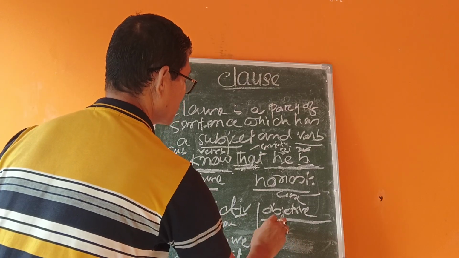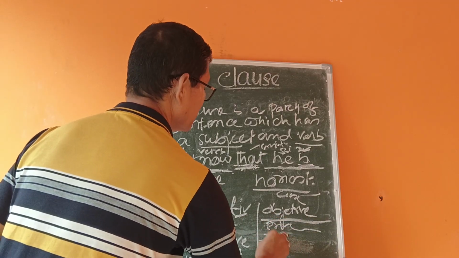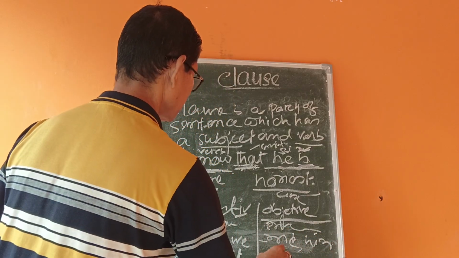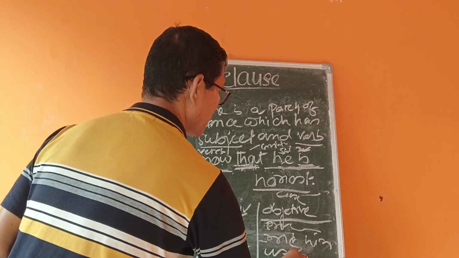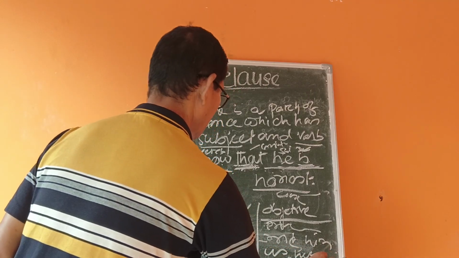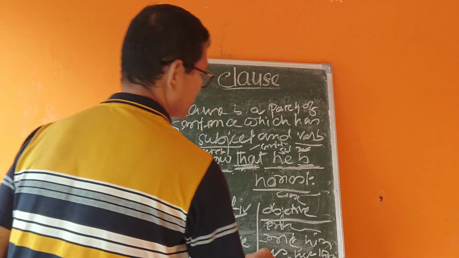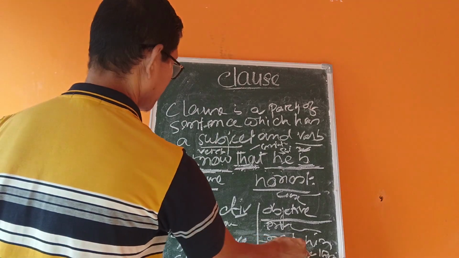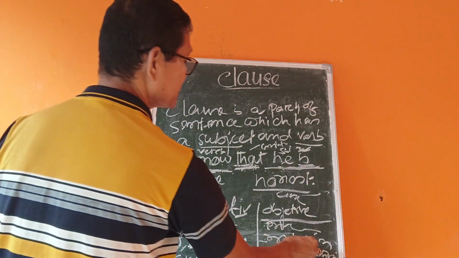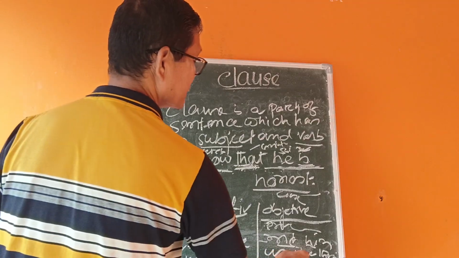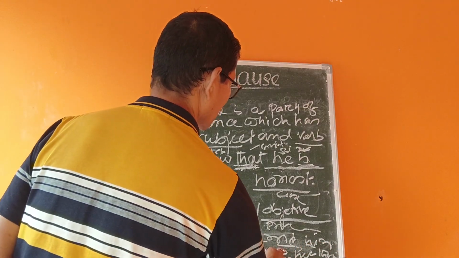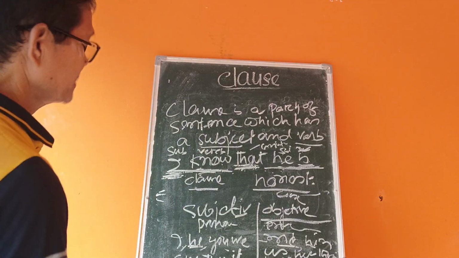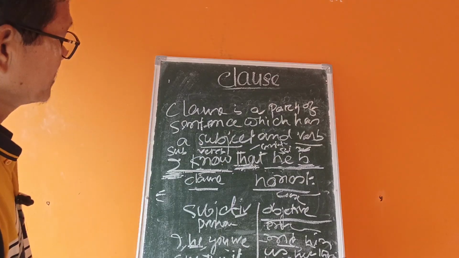And object pronouns are me, him, us, her, them, isn't it? What is the object of I? Object of I is me. Object of he is him, and object of she is her. Object of they is them. What is the object of it? Object of it is the same, isn't it?